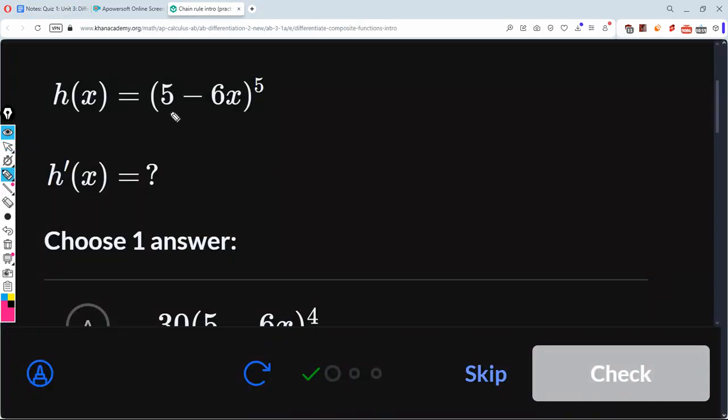Basically, this part right here is the inner function. If we want to find the derivative, we're going to move the 5 out front. This is the power rule. 5 out front, leave the inner function alone, 5 minus 6x. And remember, for the power rule, you decrease the exponent by 1, so 5 minus 1 is 4. So we left the inner alone.